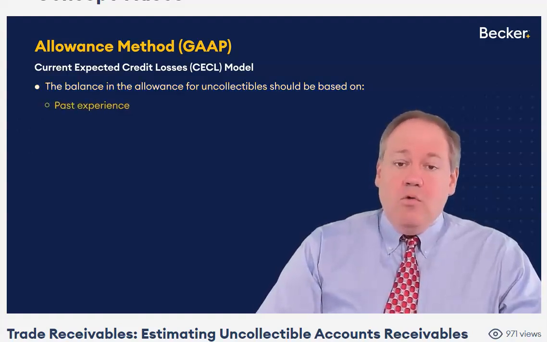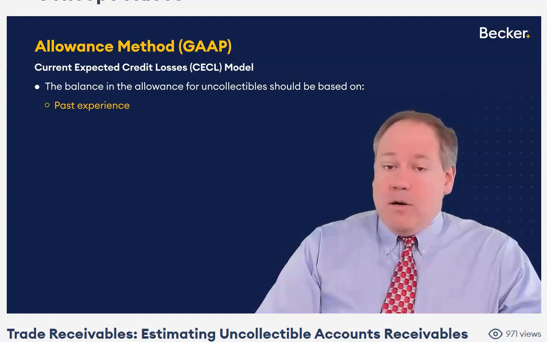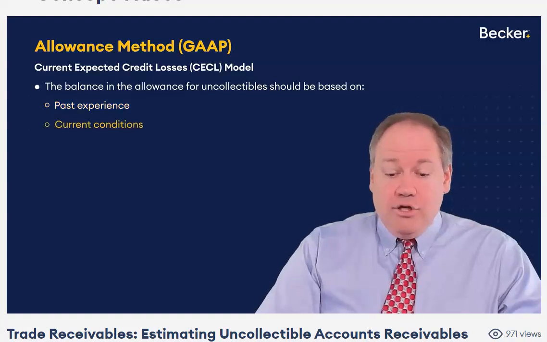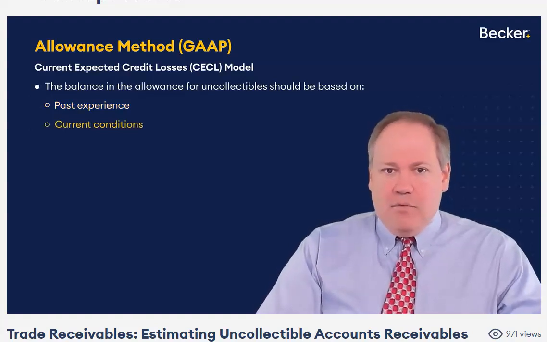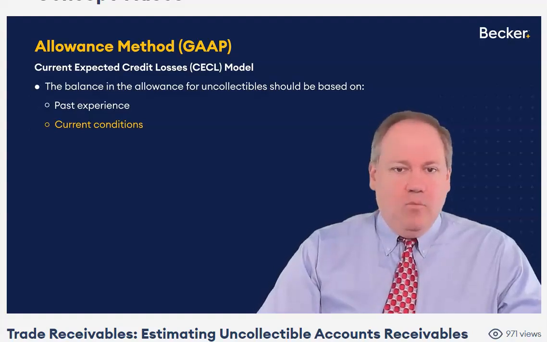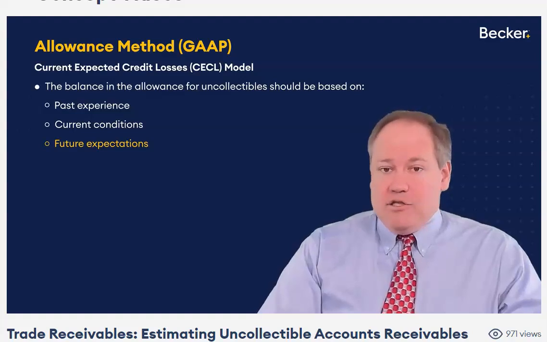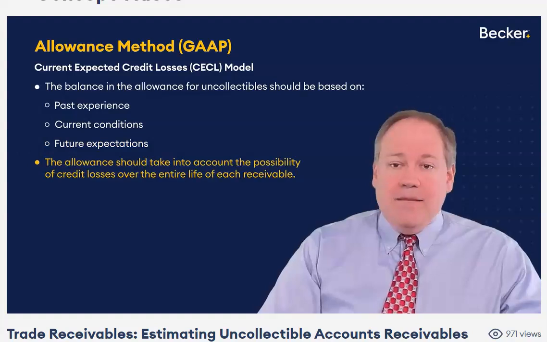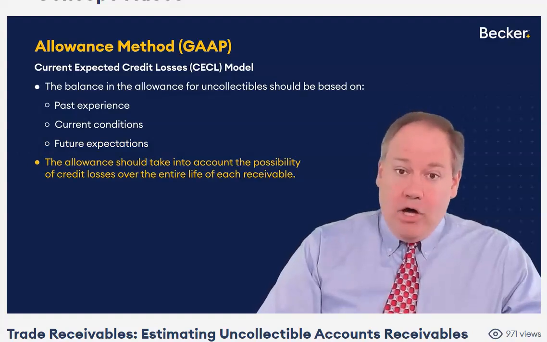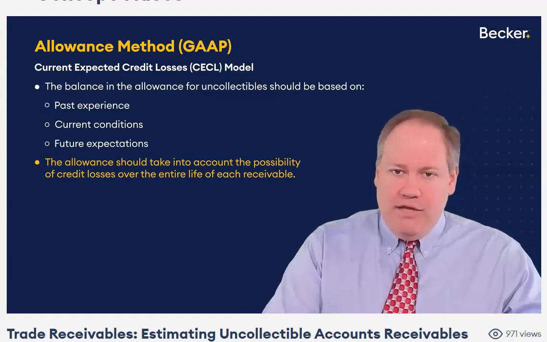It means that when we come up with the allowance, we should include the past, meaning, well, what's our past experience been? It should include the present. What is the condition of this specific receivable, what are we actually selling and what kind of customer, all of that, and the future. What are my expectations for payment in the future? In other words, we're looking at the possibility of a loss being incurred over the entire life of the receivable.